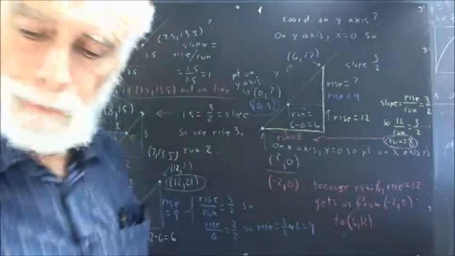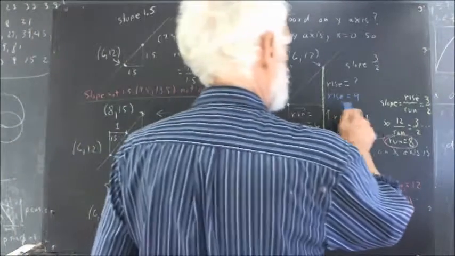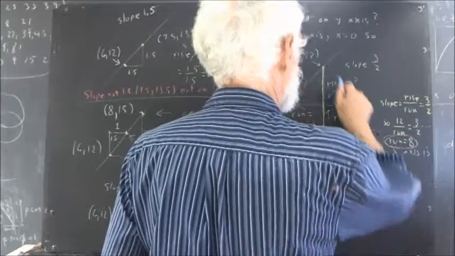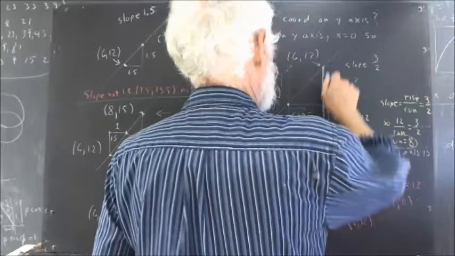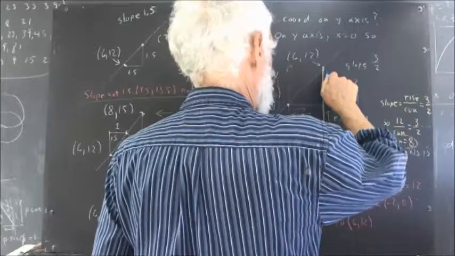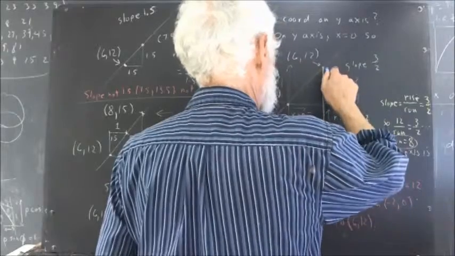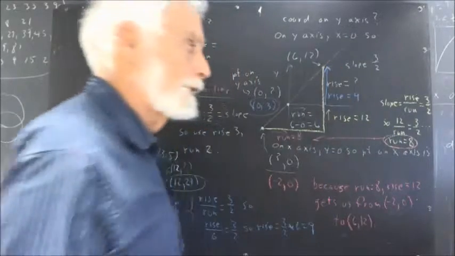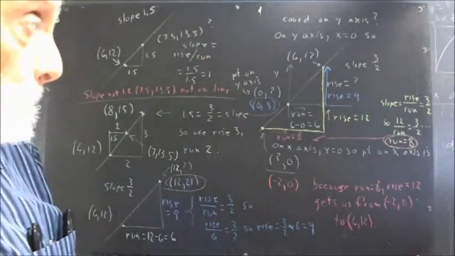And since I've kind of cross-labeled things, I should just make sure that I see that the rise goes from here to here, and indicate that in blue with the blue arrow. Okay.